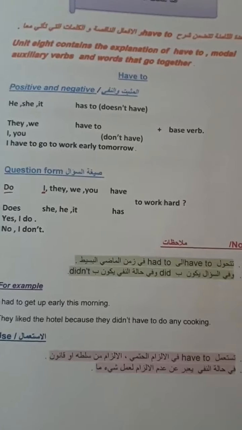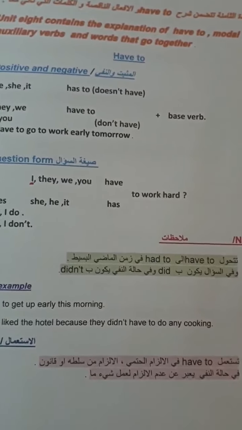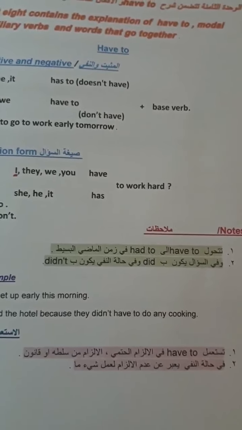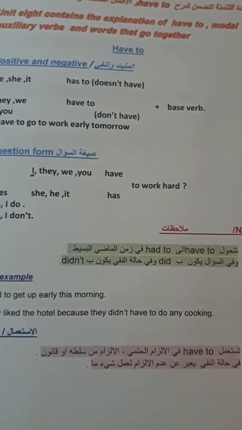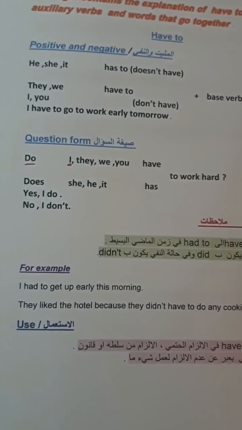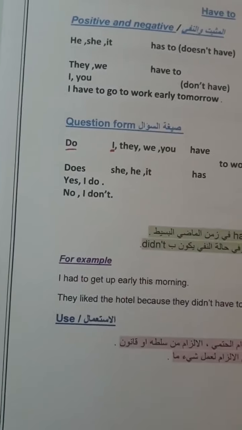We have some notes. ال have to راح تتحول إلى had to في زمن ال past simple. وفي حالة ال question حتكون بال did والنيجاتيف حتكون بال didn't. For example, I had to get up early this morning. يعني ال have to صارت had to لأنه الجملة بالماضي.